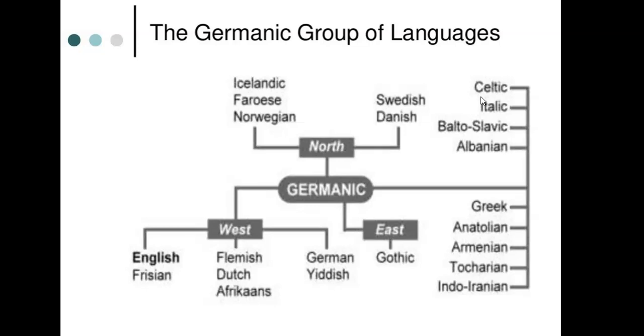So, in this card, we can see the Germanic groups of languages. So north, west, east.